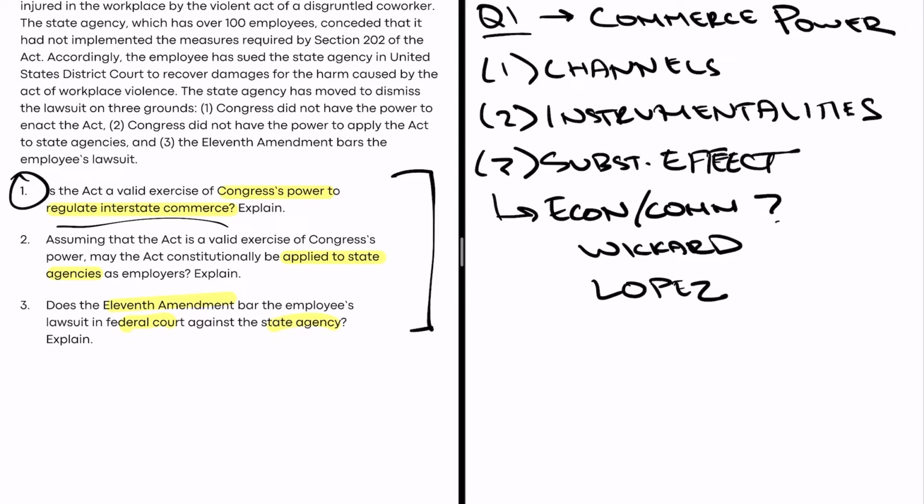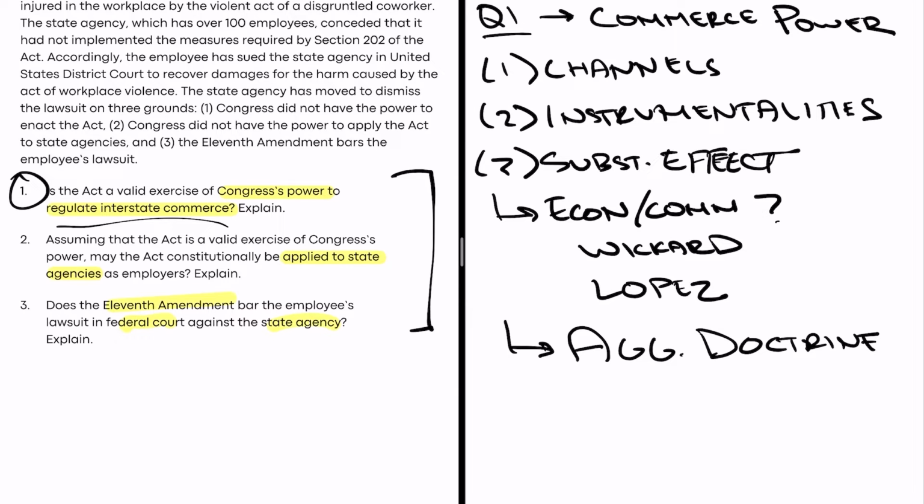Well, is this more like Wickard or more like Lopez? Is this commercial, economic, or is it non-commercial, non-economic activity? That's step number one. Step number two is, if we find, and this is why step number one is important, that it is a commercial or economic activity, we can apply the aggregation doctrine. Right, we get the aggregation doctrine.